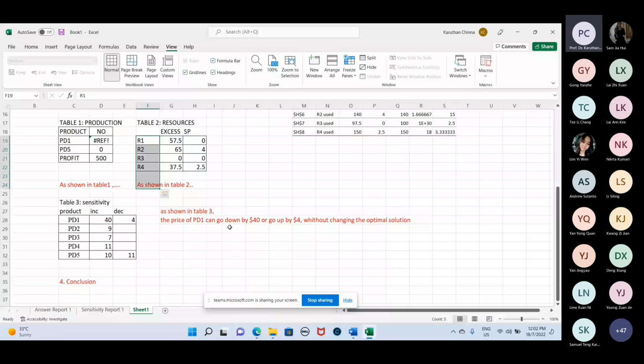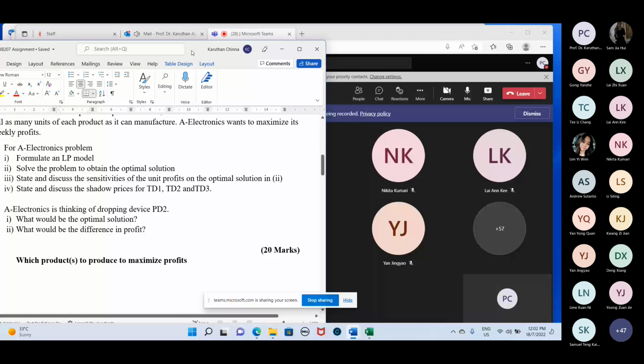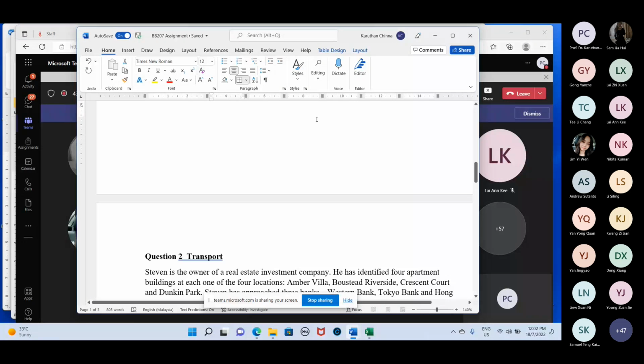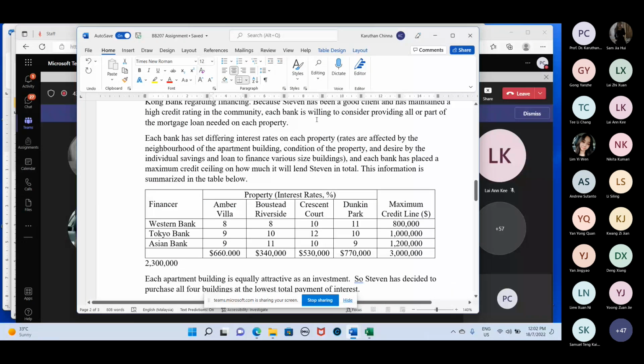That's question number 1. What is question number 2? Minimize. So what's the objective function here? Objective function? What do you want to do?